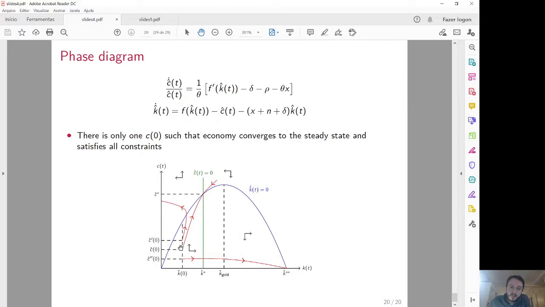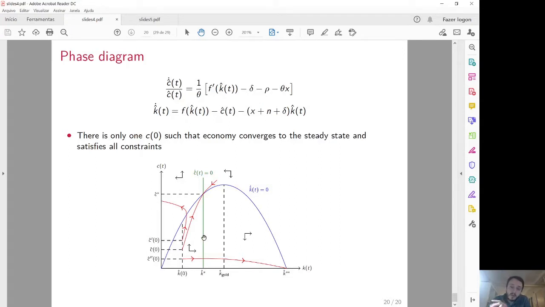And so the economy will start at a given point, and then if the initial capital is lower than the steady state capital, consumption and capital will grow over time, right? So capital and consumption are growing over time because we see that this arrow is pointing up and right. And so the point in the economy is moving to the right and up. Moving right means that capital is increasing, and moving up means that consumption is increasing.